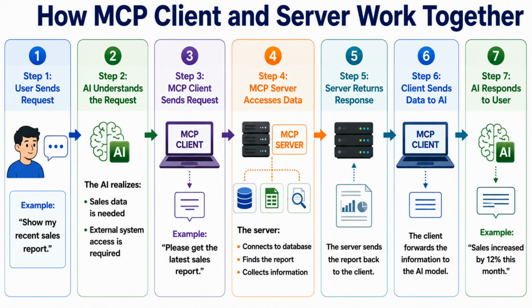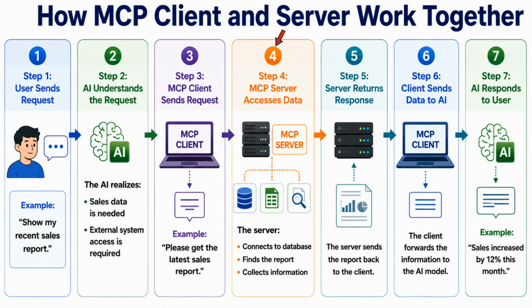Now we will see how MCP client and MCP server work together. Now let us understand the complete flow. User sends a request, for example, show my recent sales report. AI understands the request. AI realizes sales data is needed. External system access is required. MCP client sends the request. The MCP client sends a request to the MCP server, for example, please get the latest sales report.